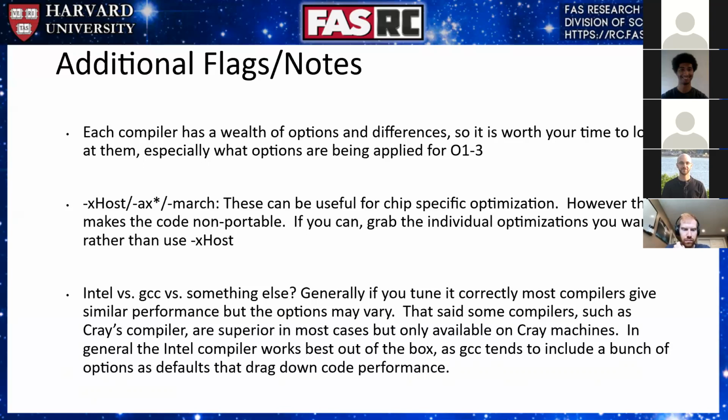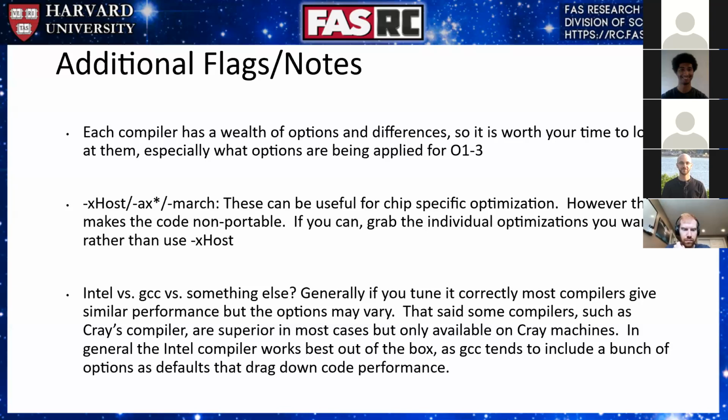The Cray compiler is known to be superior in most cases, but is only available on Cray machines. So if you have access to a Cray and have access to the Cray compiler, use that preferentially over GCC and Intel. If you can, use it. They put a lot of work in there. Their compiler group is really excellent. They do a lot of good work on that. Generally, from my own experience, the Intel compiler works best out of the box.